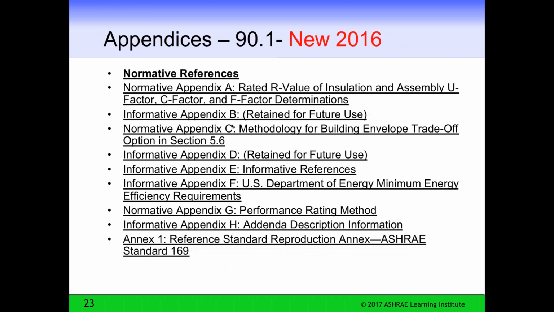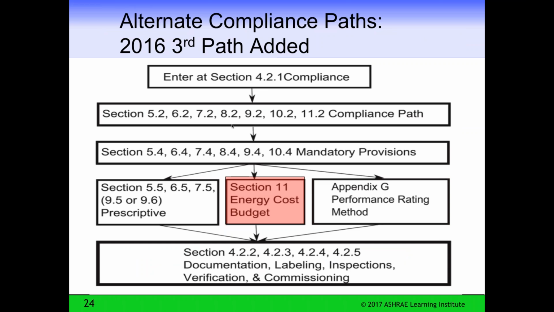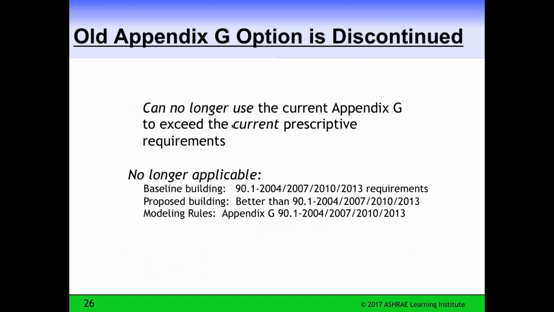It's a lot. No, I'm concerned about our timing. So let's go back to our compliance paths in the new Appendix G. In 2016, the old Appendix G option is no longer available. Appendix G, or the performance rating method, was first introduced into the standard in 2004 as a way of primarily addressing LEED or utility programs that were requiring energy use significantly better than the standard.